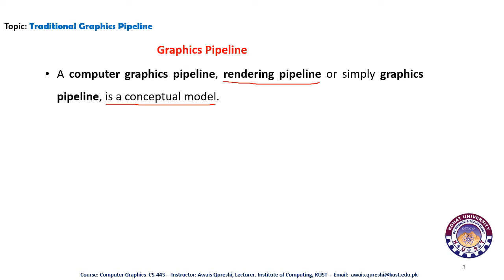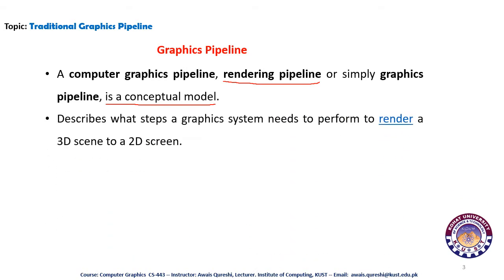In a pipeline, this means there are some phases or steps that need to be performed in sequence for an object to be rendered on the screen. So a computer graphics pipeline is a conceptual model in that sense, and it describes what steps a graphics system needs to perform. The graphics system means the GPU, the graphics processing unit.